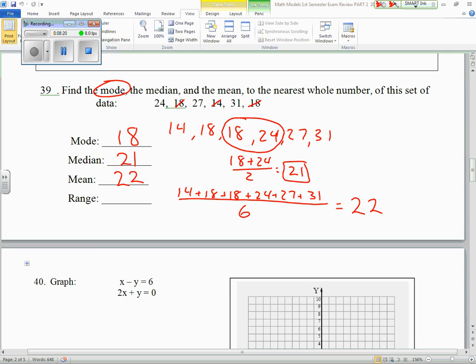What about range? How do we find range? Our highest is 31, lowest is 14. So our range is 31 minus 14. 17. Very good.